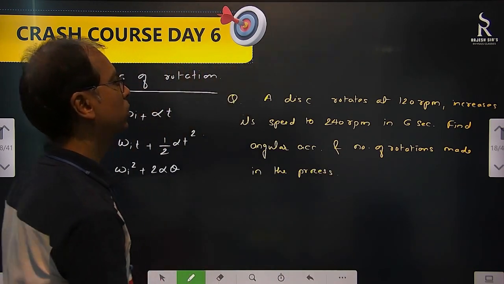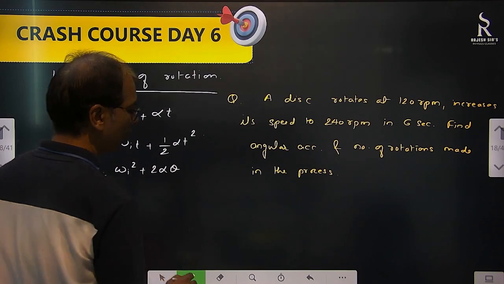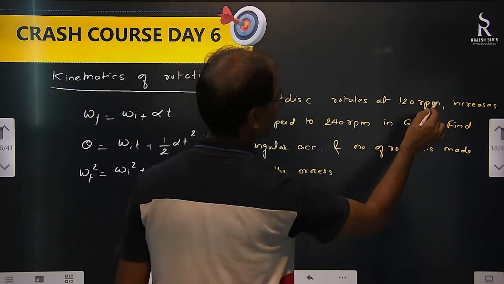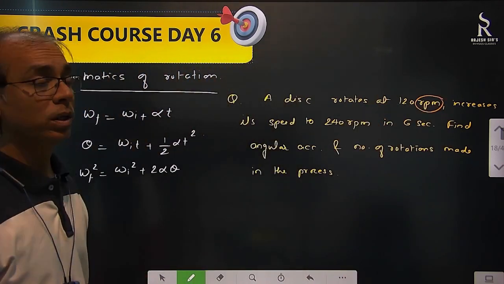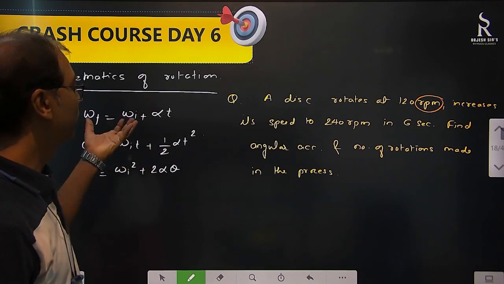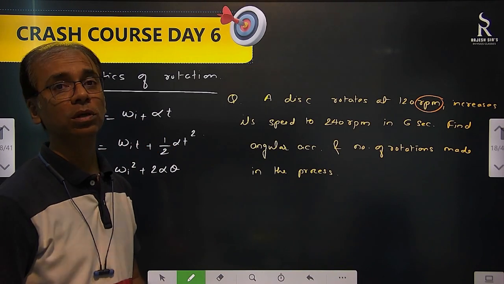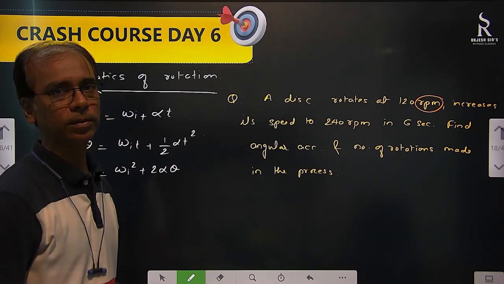Okay, a disk rotates at 120 rpm, increases speed to 240 rpm in 6 seconds. Find angular acceleration and number of rotations made in the process. Okay, the first thing is it's given to us in rpm. rpm is rotations per minute, revolutions per minute. 120 revolutions per minute, but we don't have revolutions per minute formula. We know omega. So we have to convert this into radian per second. Omega's unit is radian per second.